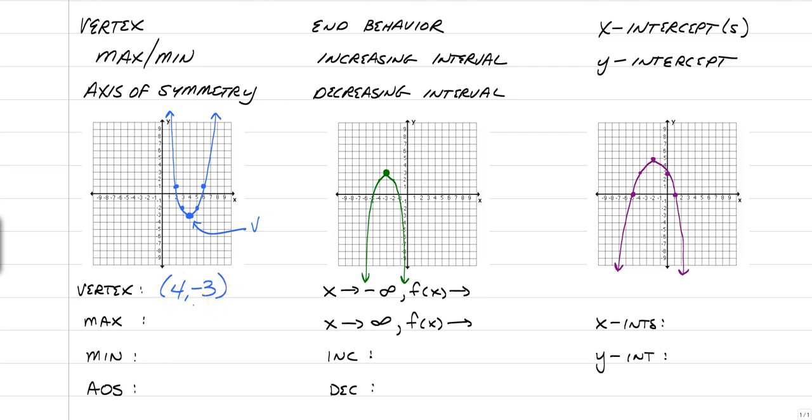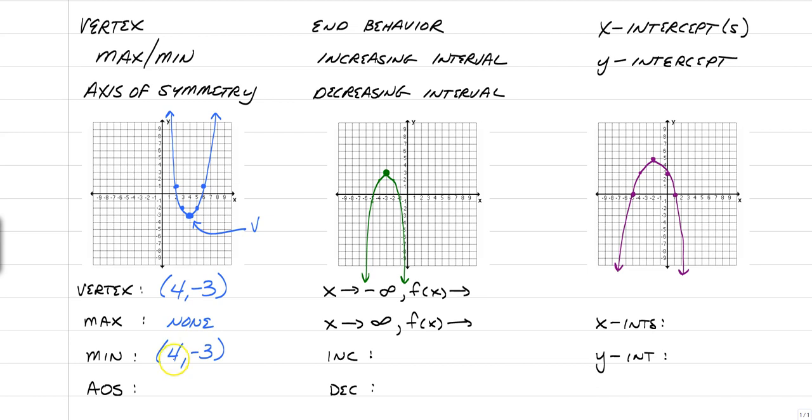Okay, now in a parabola, there's going to be a maximum or a minimum. When we get to other polynomials, such as x cubed, x to the fourth, x to the fifth, we can have multiple maximums and multiple minimums. But in a parabola, you're only going to have one or the other. Since the vertex is at the bottom, the lowest point in this graph, that's going to be our minimum. So our minimum is also (4, -3). We do not have a maximum because it goes up forever and ever.